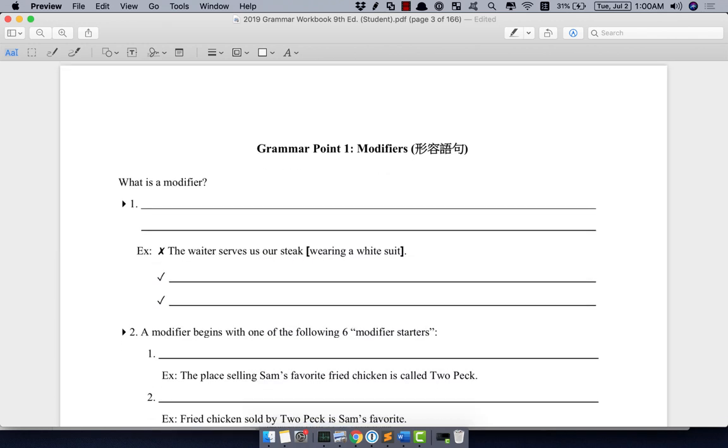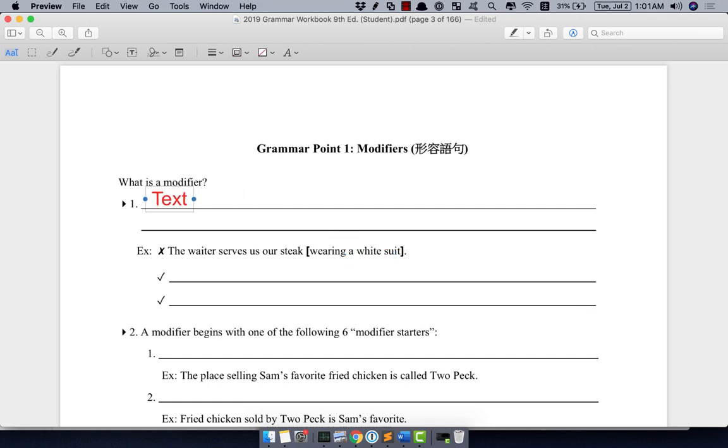Now, modifiers are one of the most important topics in grammar and also on the SAT and ACT. If you understand what modifiers are, you will have a very easy time doing the grammar section on the SAT and the English section on the ACT. On the other hand, if you don't understand how modifiers work, then you will really struggle on the grammar sections. So what is a modifier?